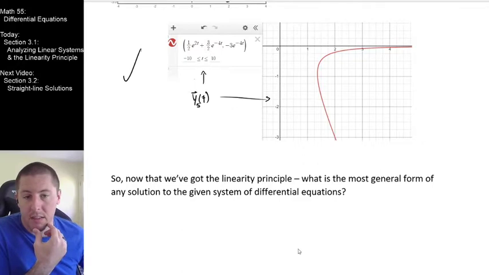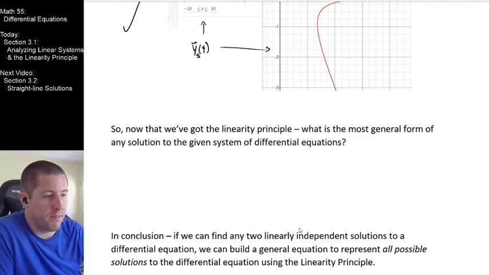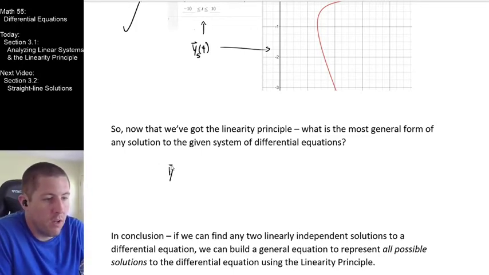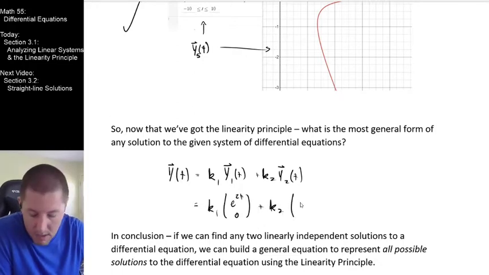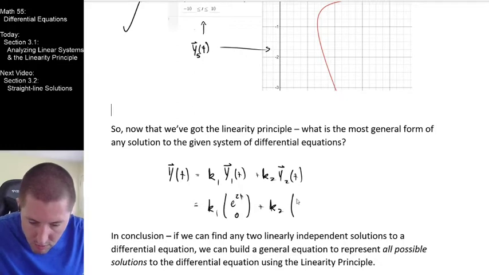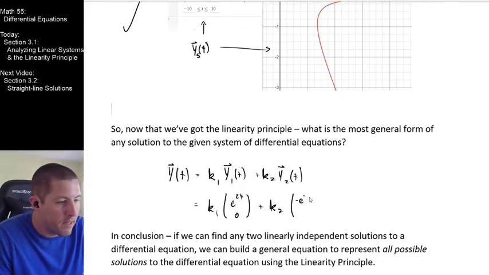So now that we've got the linearity principle, we can say what's the most general form of any solution to the given system of differential equations. Well, it should just be our general y of t equals k1 y1 plus k2 y2. Or we could write this as k1 times our y1, which was e to the 2t, 0, plus k2 times our y2, which was negative e to the negative 4t, and 2e to the negative 4t.